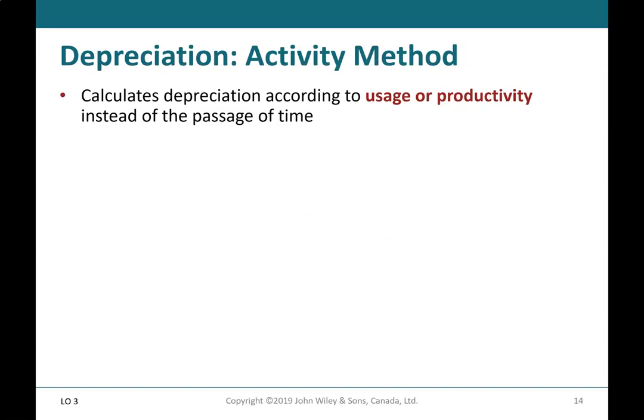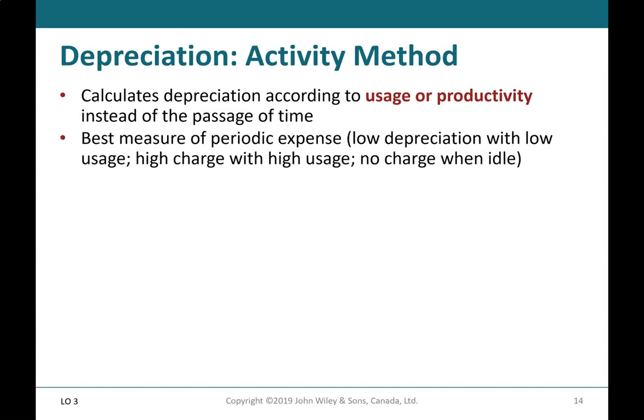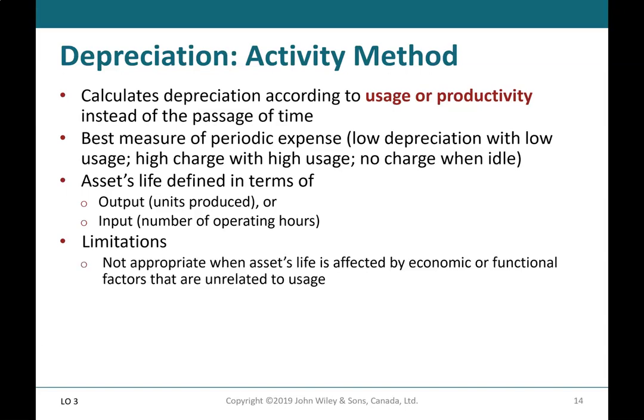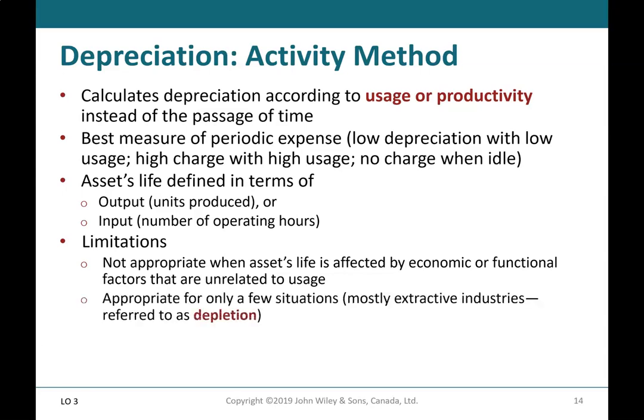Depreciation activity method calculates depreciation according to usage or productivity instead of the passage of time. Best measure of periodic expense: low depreciation with low usage, high charge with high usage, no charge when idle. Assets life defined in terms of output, units produced, or input, number of operating hours. Limitations: not appropriate when assets life is affected by economic or functional factors that are unrelated to usage.